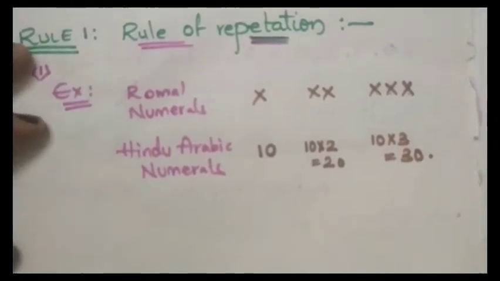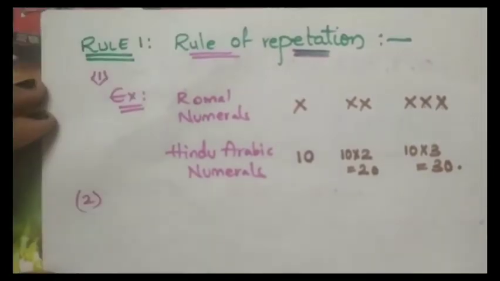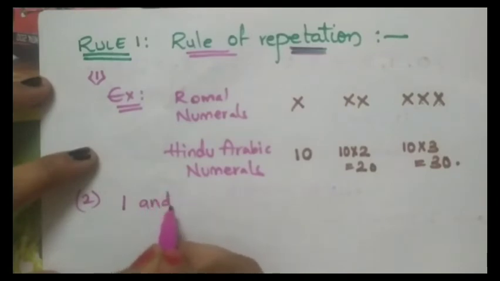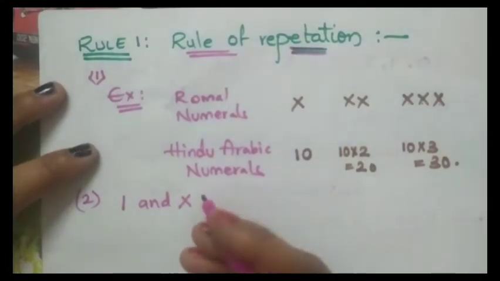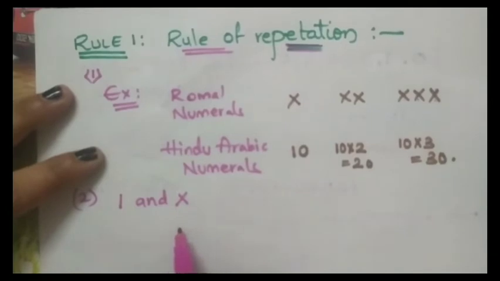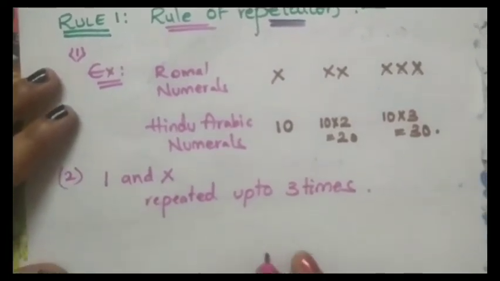Now look at the second point. Numerals I and X can be repeated. Repetition means adding here. I and X can be repeated up to 3 times. We can repeat I and X up to 3 times.